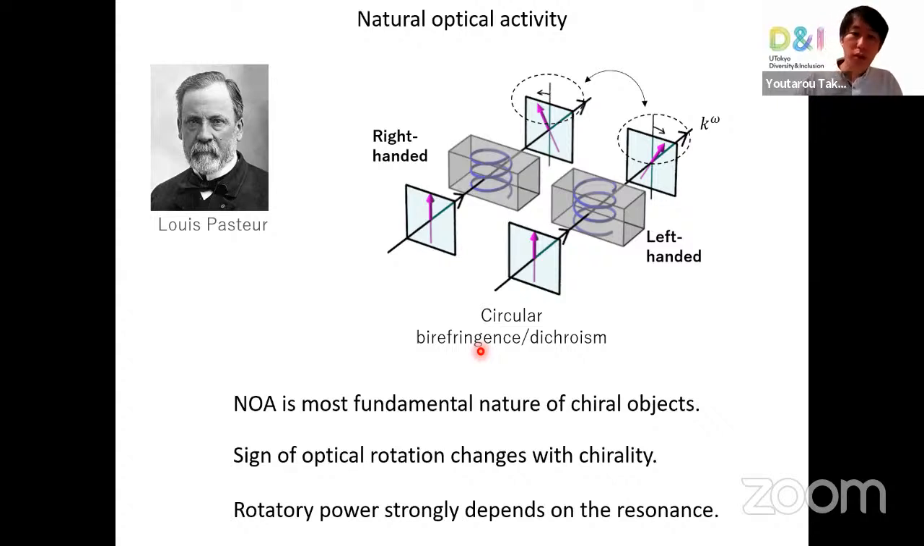optical activity. So the linearly polarized light passing through this chiral object shows optical rotation and a rotation angle. The sign changes with the reversal of the chirality. So we can distinguish the chirality of matter by this natural optical activity. And this is an optical effect. The rotatory power, or the magnitude of the rotation angle, strongly depends on the energy of photon or frequency of light. So we have to choose the resonance to enhance this natural optical activity.